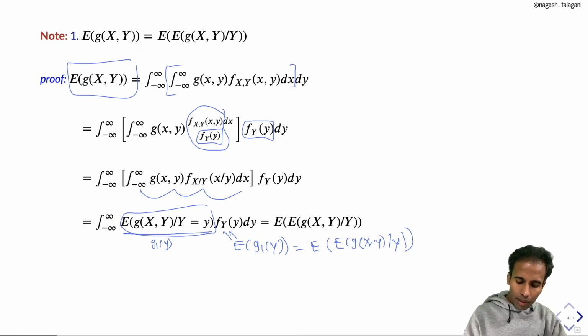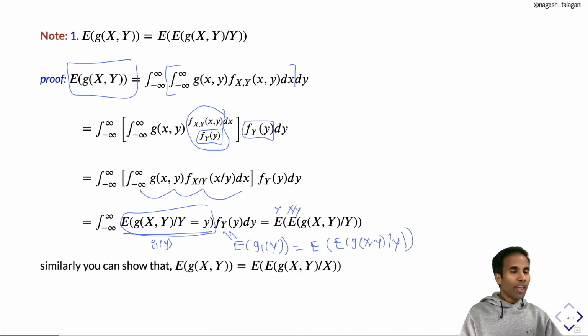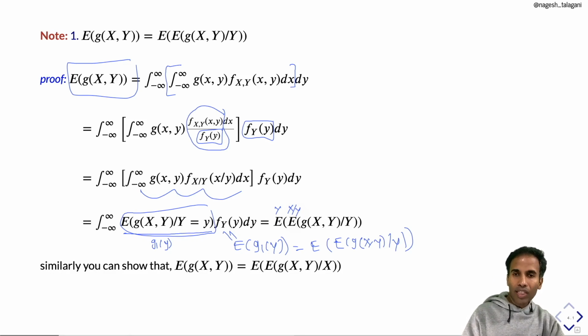Here, the outer expectation uses the distribution of y and the inner expectation uses the conditional distribution of x given y. Similarly, you can also show that the expectation of g of xy is also the same as the expectation of the conditional expectation of g of xy given x. Here the outer expectation is using the distribution of x, and the inner expectation using the conditional distribution of y given x. Okay, fine.